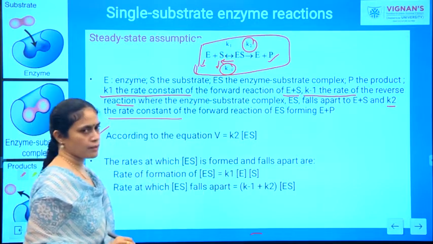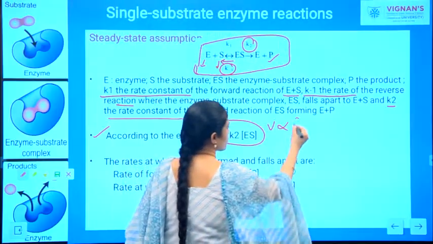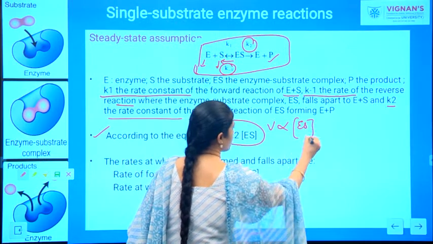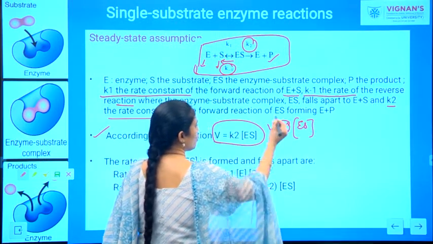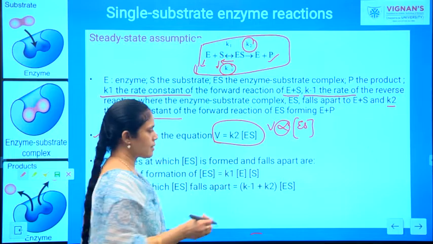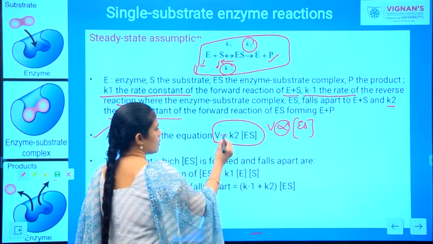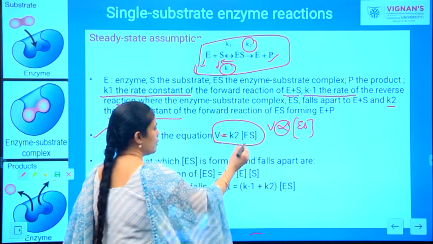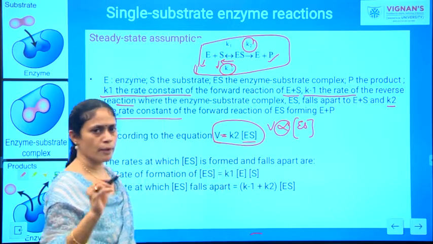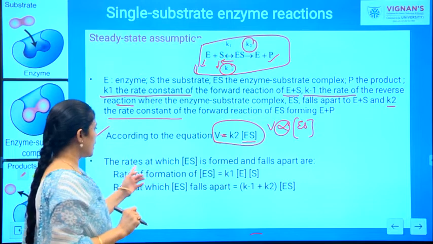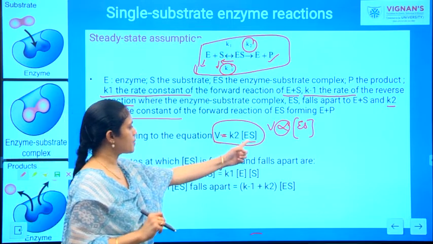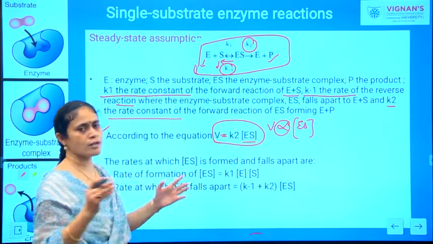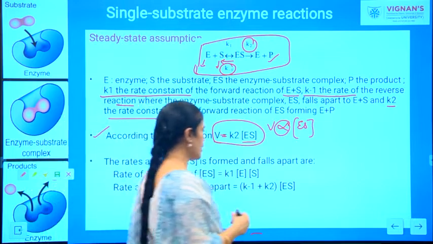According to this equation, V is directly proportional to the concentration of enzyme substrate complex. So if you remove this proportionality symbol, the expression will be like this: V is equal to K2 into enzyme substrate complex concentration. The rate at which the enzyme substrate complex is formed and falls apart, they are present in equilibrium.